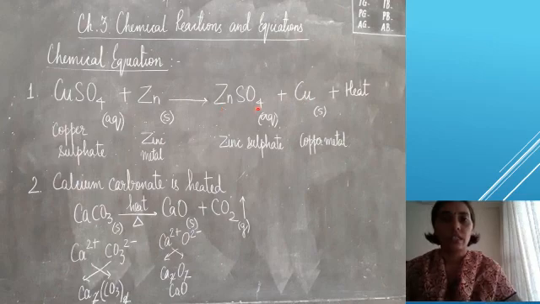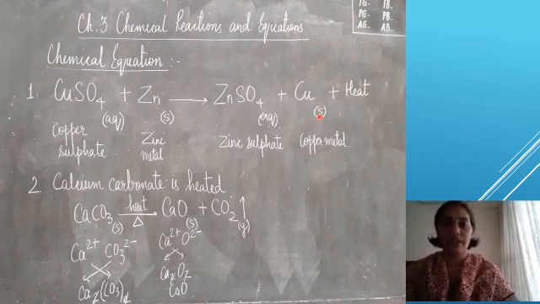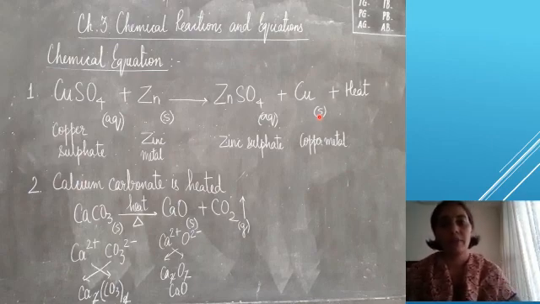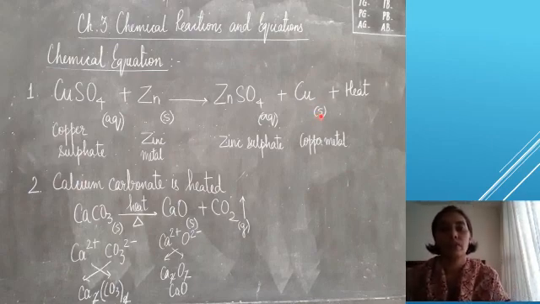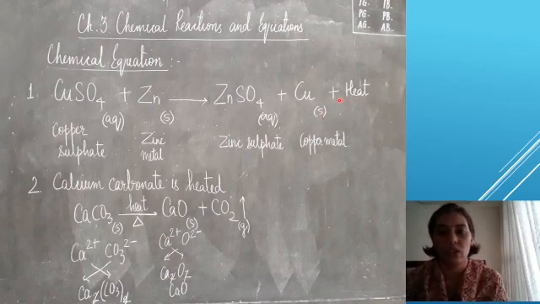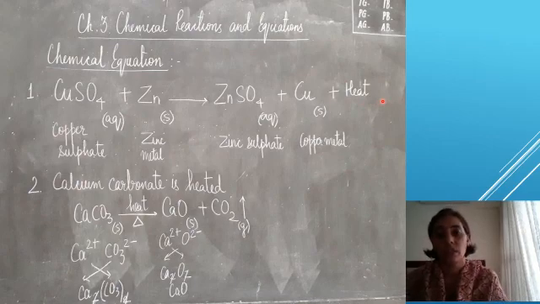So we get zinc sulfate, which is also aqueous, and copper metal, that is solid, and it starts getting deposited, and in the beaker in which we carry out this reaction, it gets separated out, and that is copper, which is solid. Again we get some amount of heat. It's an exothermic reaction, so we write down heat on the product side. Heat is evolved, so that is heat is given out.